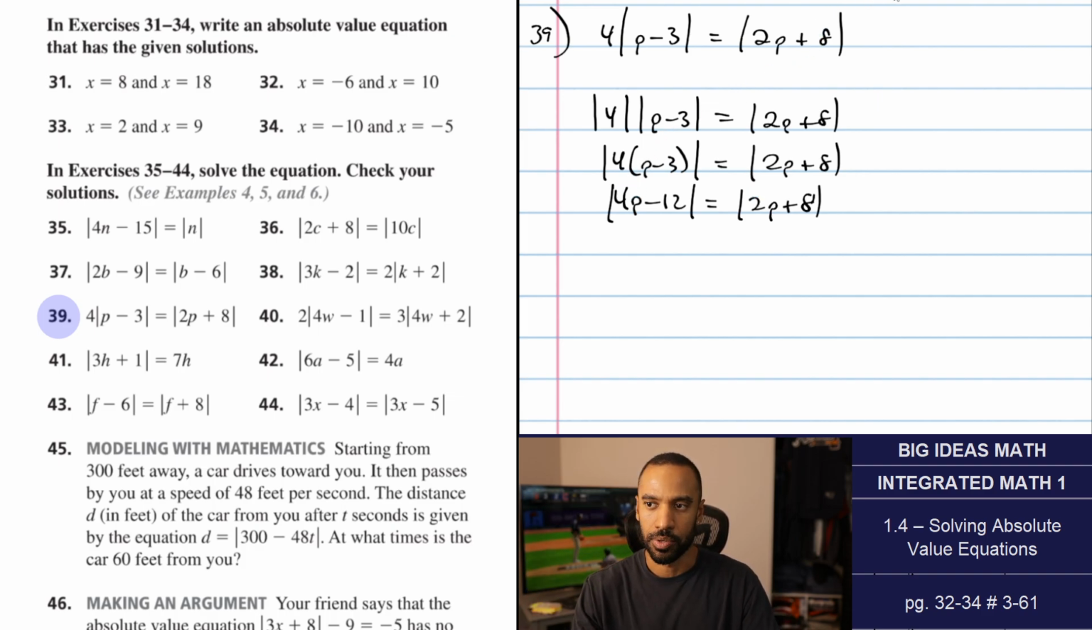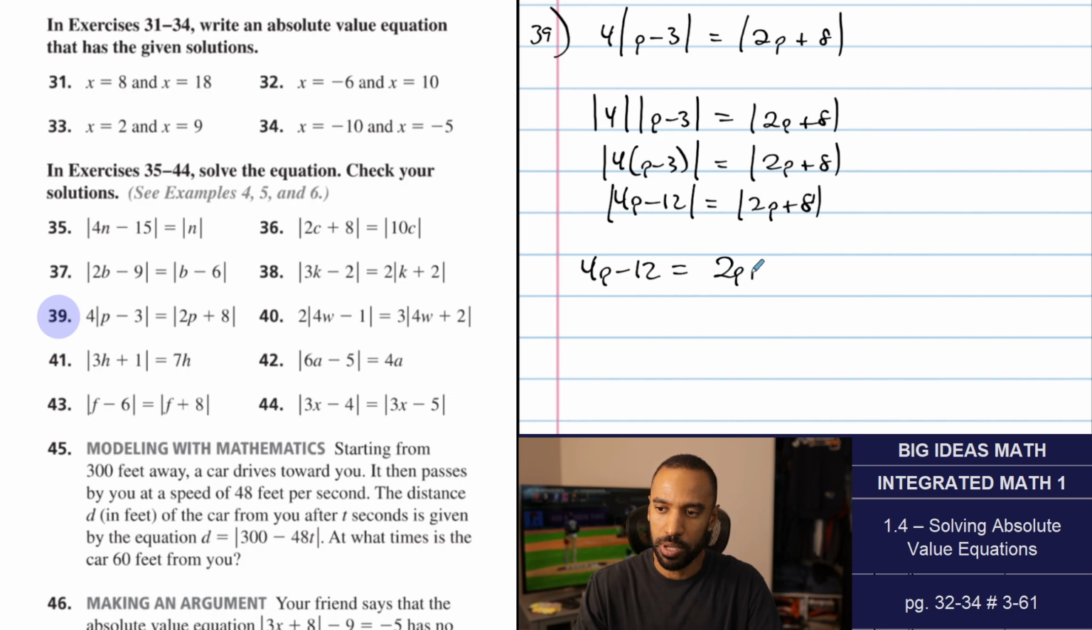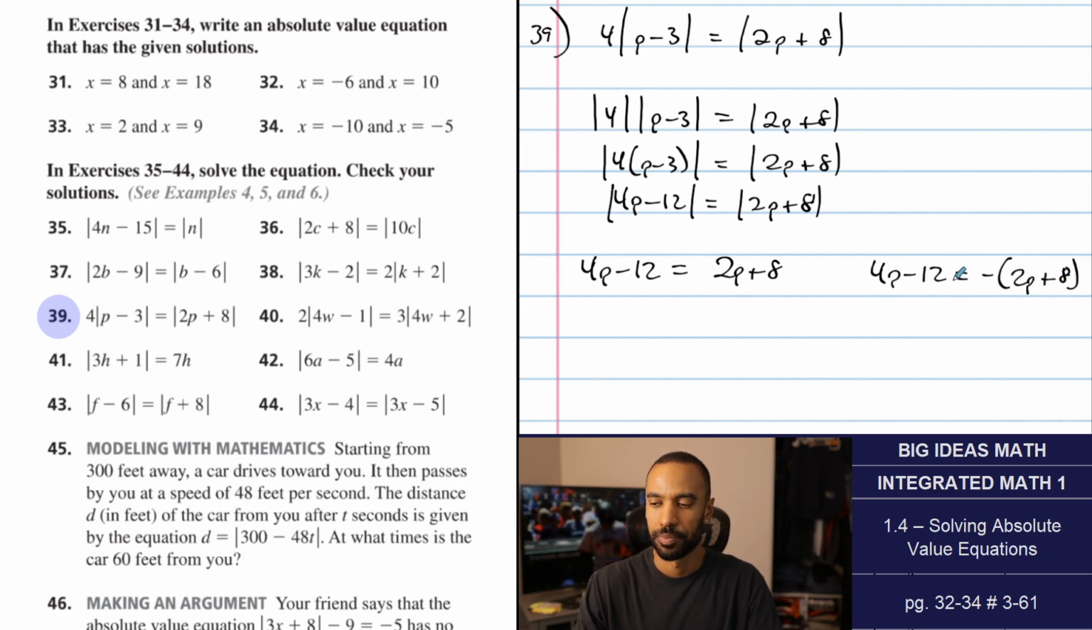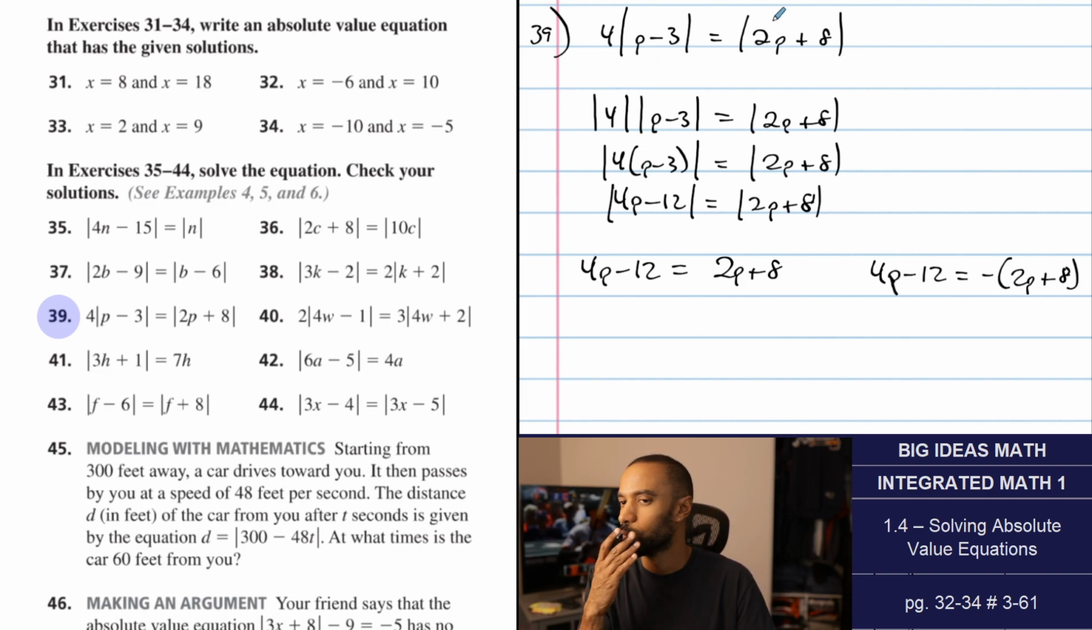Invade an absolute value as long as the numbers outside are positive. You're allowed to do it. So 4p minus 12 either equals positive 2p plus 8 or 4p minus 12 equals negative the quantity 2p plus 8, like so.